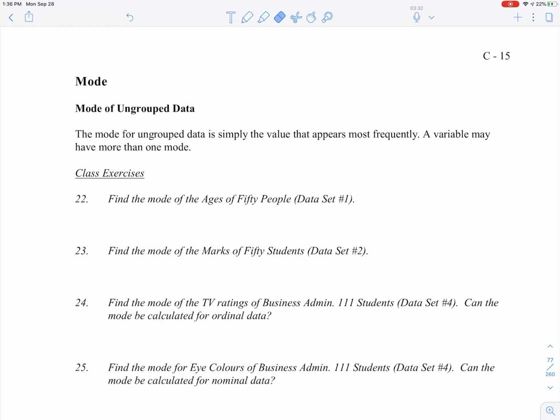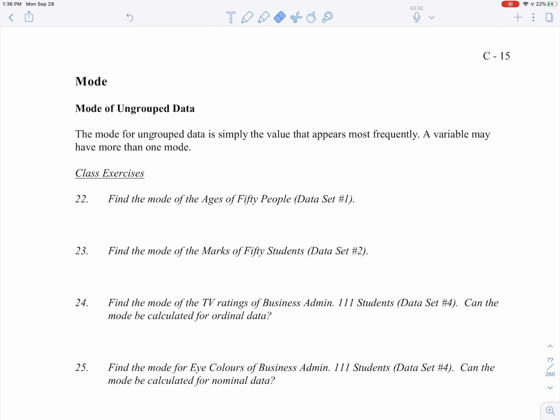Hi class, we're continuing on with pages C15 to C18, taking a look at the mode, and then we'll look at measures of skewness. Okay, let's take a look at number 22 here. It says find the mode of the ages of the 50 people, and that's from data set number 1.